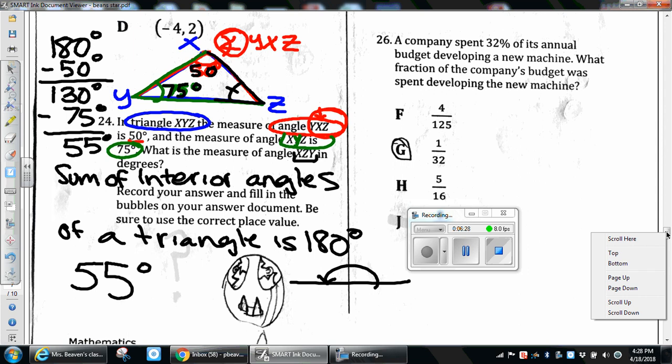Now, if you want to check your work, which I strongly recommend, you could add all three of them. So if we say this is 55, and we add them, 50 plus 75 plus 55, let's see if we get 180. So we get 0, carry 1, and yeah, we get 180. So that's how you can also check your work. So let's move on to question 24.